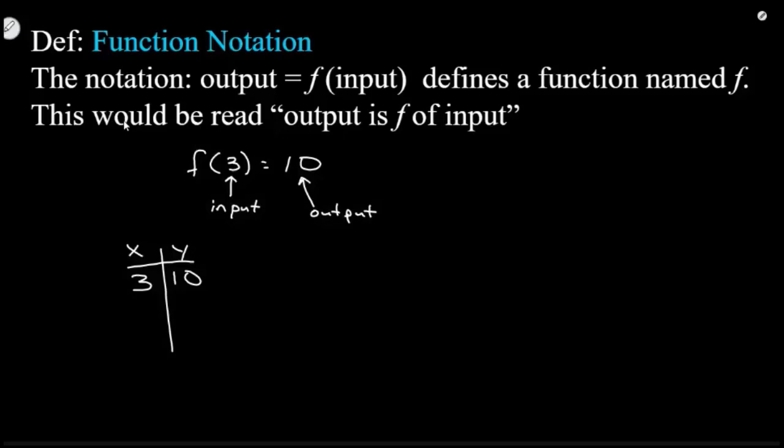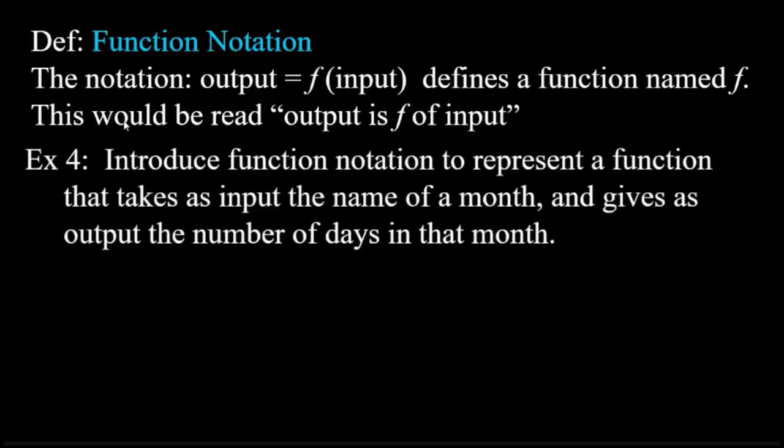So this f, just remember that f does not mean multiply. It's not f times 3. It means that there's a function, a set of directions, or a relationship of some sort that is applied to the 3. And then based on that, you're going to get your output.